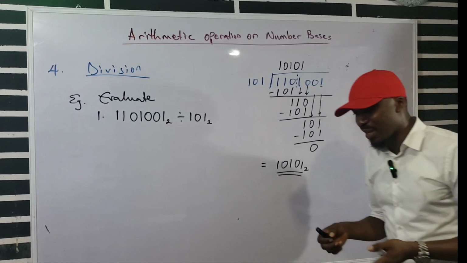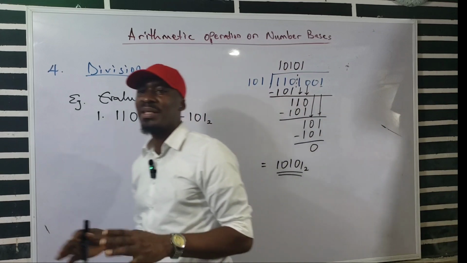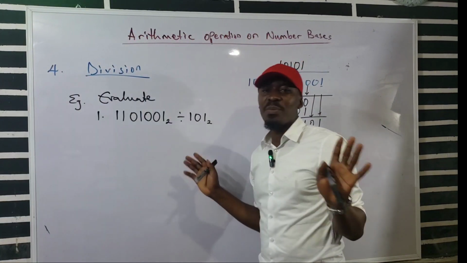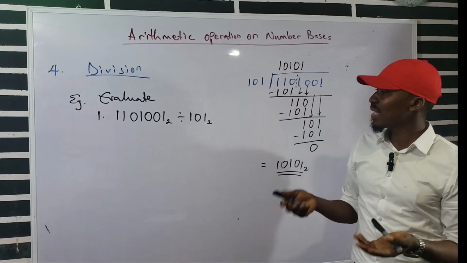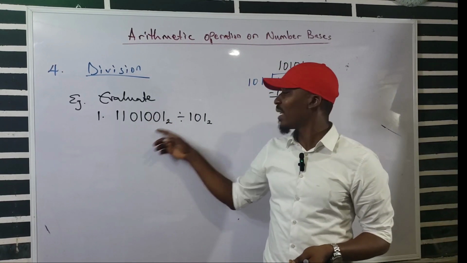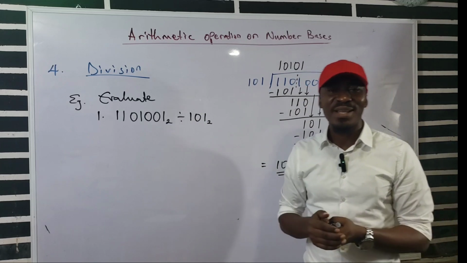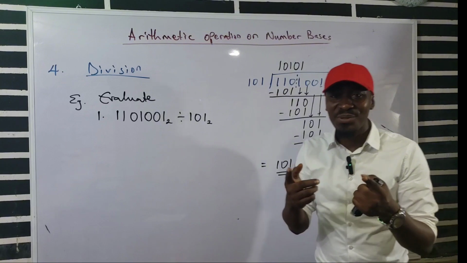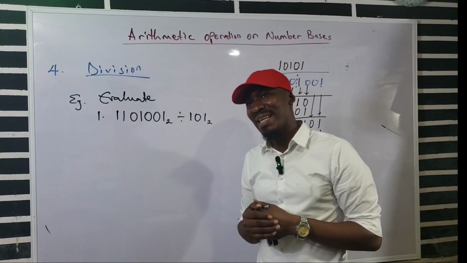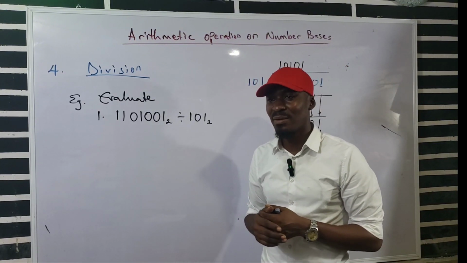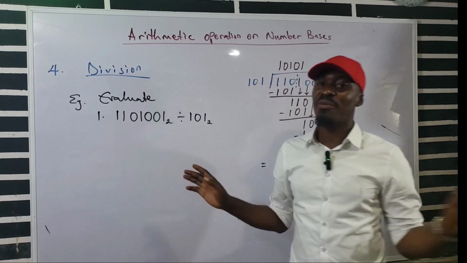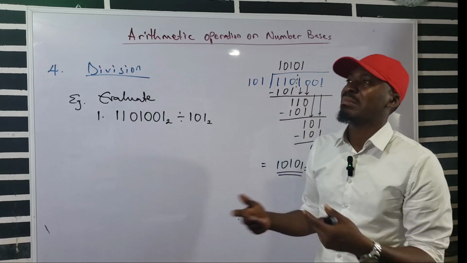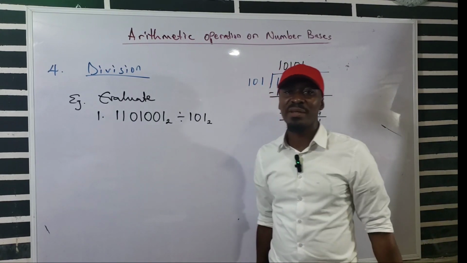Now, what is our second method? Second method is something that anybody can do, so long as you have been with us on this particular topic. What is that second method? Convert this one to base 10, convert this one to base 10, carry out your division, convert back to base 2. Yes, I know that you are saying, that's long, but you are sure of your answer.